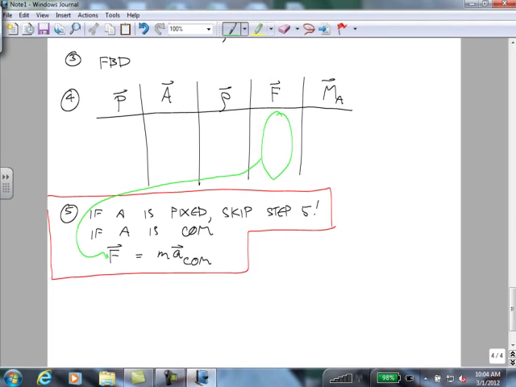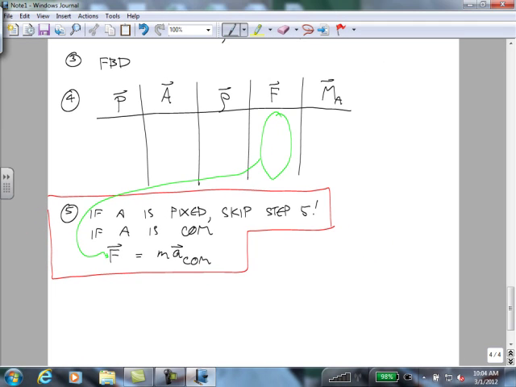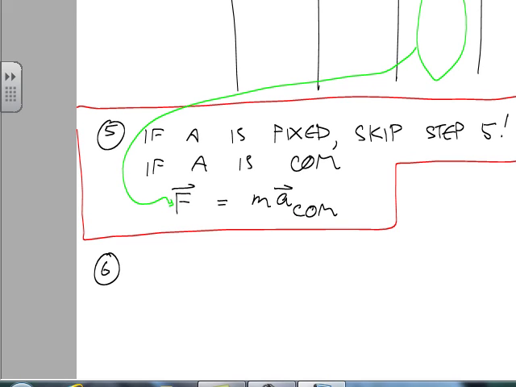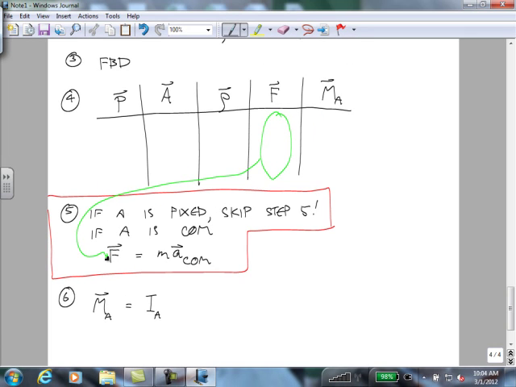Step 6, the sum of the moments about A is equal to moment of inertia times the angular acceleration. All of the things in this column give you those moments.